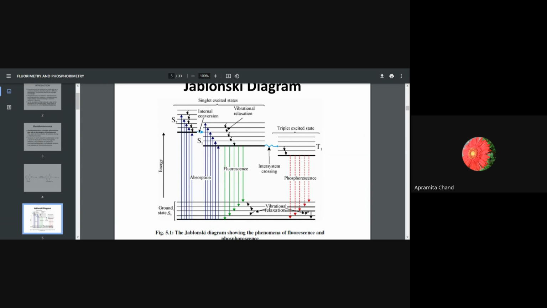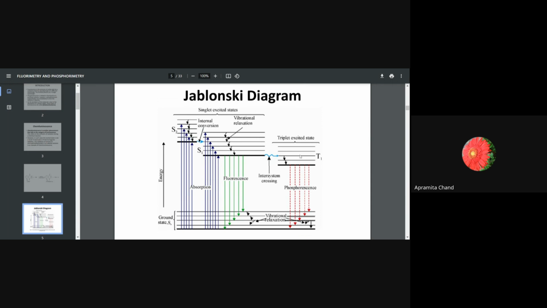So the back path towards the ground state through emission of radiation will take a lot of time. There will be a delay: instead of rapid emission, there will be a delayed emission. The process will first follow the path from ground state to S2, S2 to S1, S1 to T1, and then finally from T1 it will come back to the ground state, and this is the phenomenon of phosphorescence. This entire diagram is known as the Jablonski diagram.